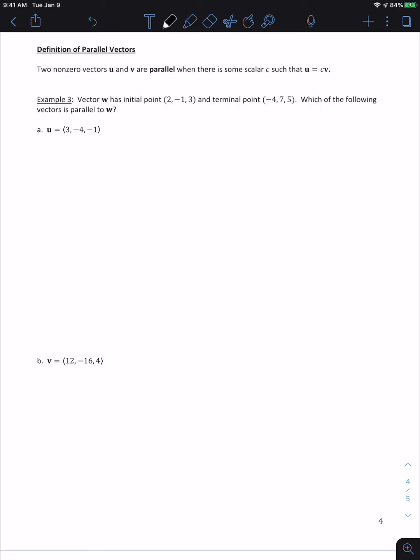So example 3, the vector w has initial point 2, negative 1, 3, and terminal point negative 4, 7, 5. And the question asks which of the following vectors is parallel to w. Well, first we should find what the vector w is, so we'll do that real quick. So remember, how do we find the vector w? It's terminal minus initial, right? So negative 4 minus 2, 7 minus negative 1, so plus 1, and then 5 minus 3. So w is the vector that is negative 6, 8, and 2.